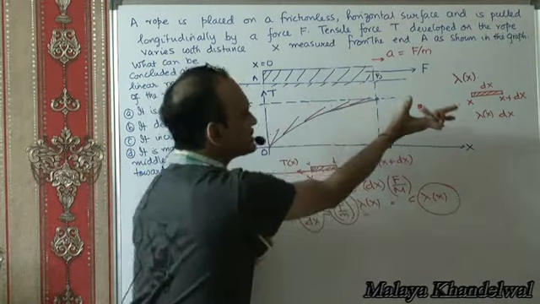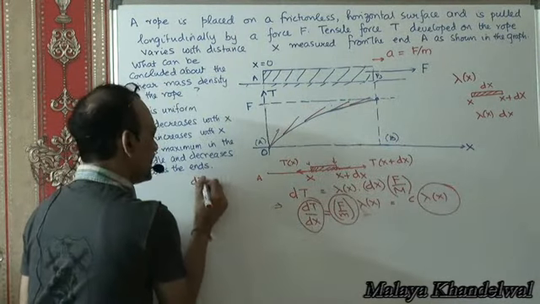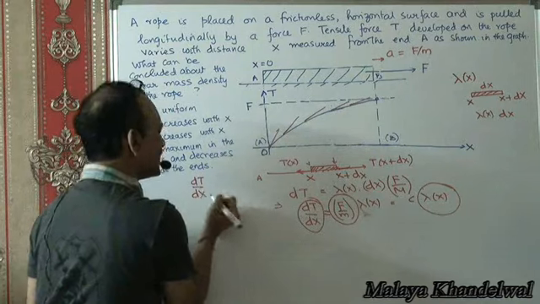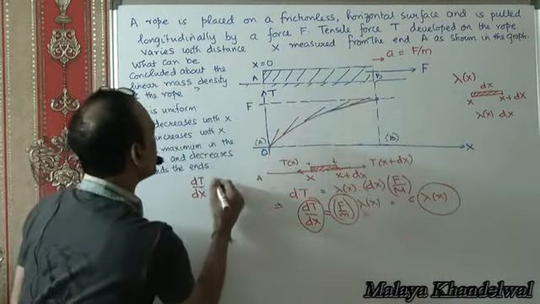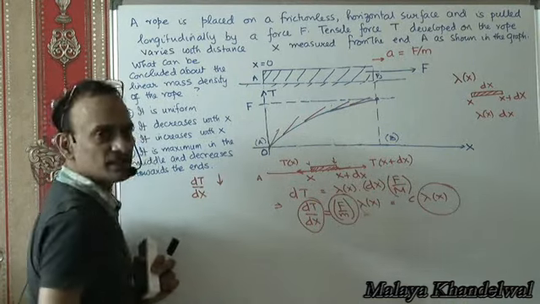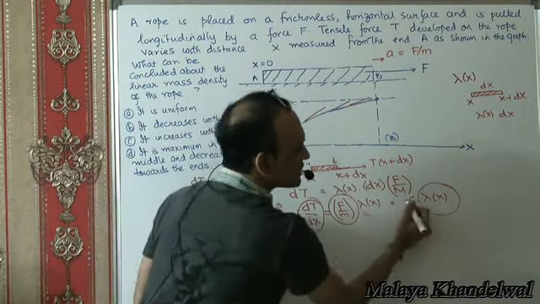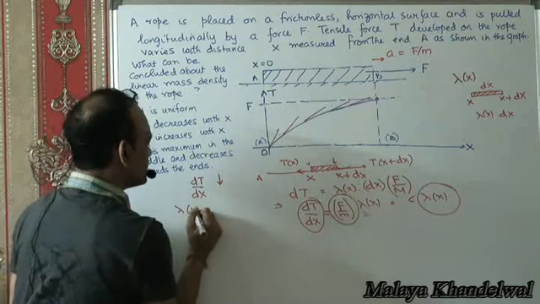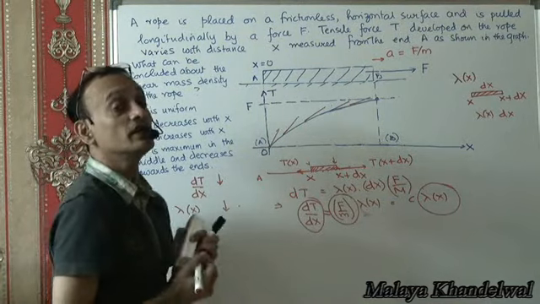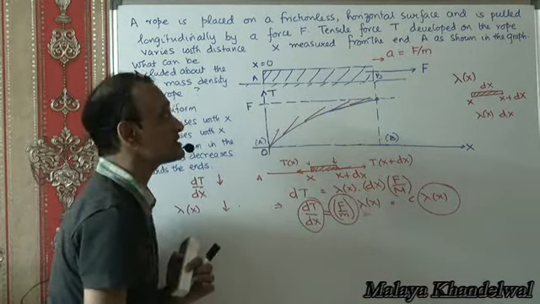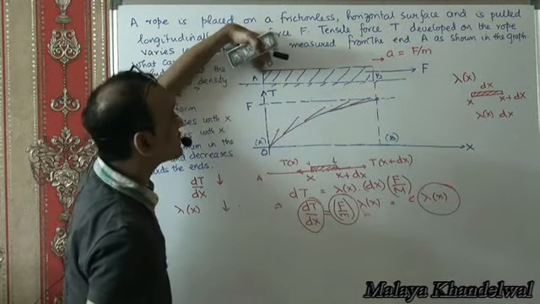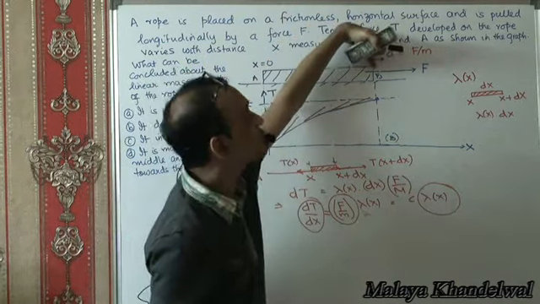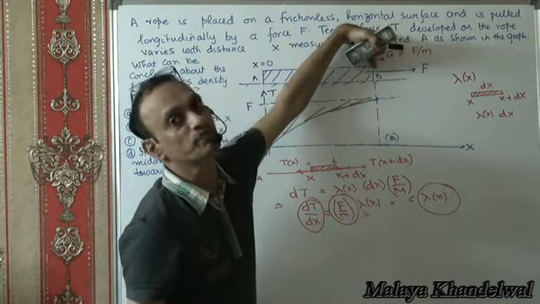The slopes of the tangents is decreasing. That means dt/dx, which measures the slope of the tangent at any given x, is clearly decreasing with x, because the tangents are becoming more and more flat. If dt/dx is decreasing with x, obviously lambda must be decreasing with x. So linear mass density is decreasing with x. It's the highest at x equal to 0 and the smallest at x equal to x of p. Yes or no?